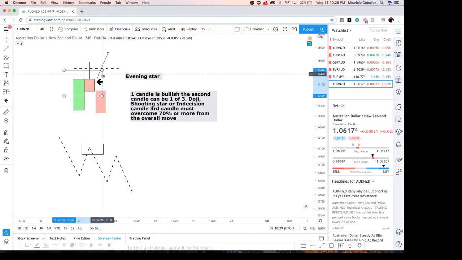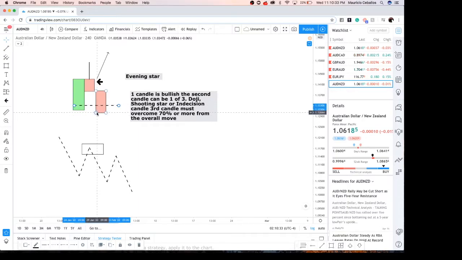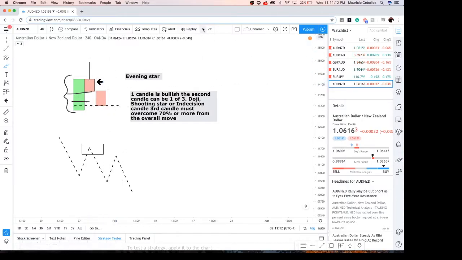So when it comes to the evening star, the third candle can be right here. This is our evening star. It's formed by one bullish candle. The second candle can be one of three: doji, shooting star, or indecision candle. In this case, I put a shooting star. And the third candle must overcome 70% or more. So we can see that the overall move is within this region right here. 50% is about here, 70% is around here. We can see that this candle comes below that 70%, which makes it valid. So that is our evening star.